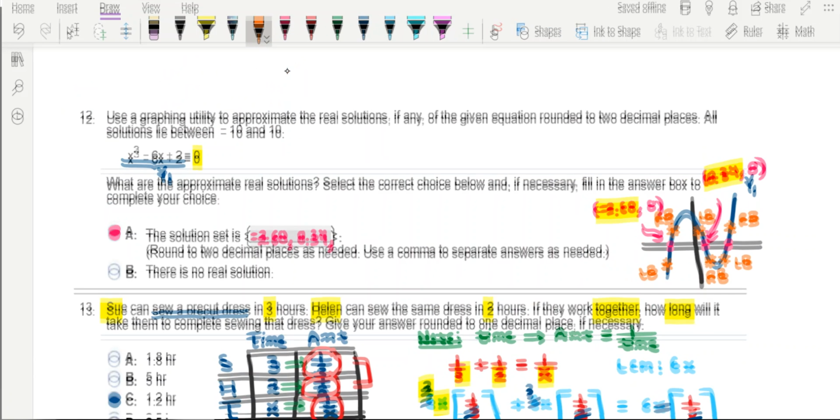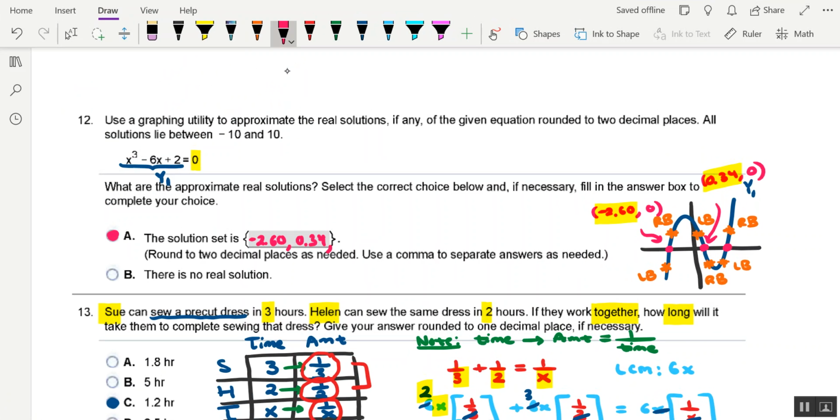And our third and final solution to 2 decimal places is 2.26. So 2.26 comma 0. Again, the x-coordinate is our solution. And that's it for problem number 12.